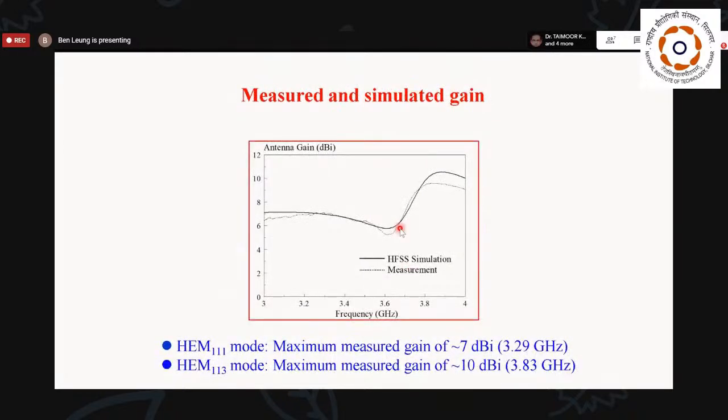This is the measured and simulated gain. At the lower band, the gain is lower, it's 7 dBi. At the upper band, the gain is 10 dBi.